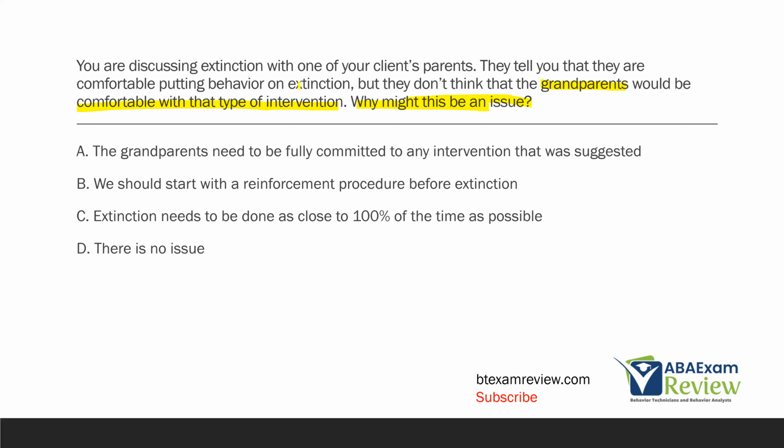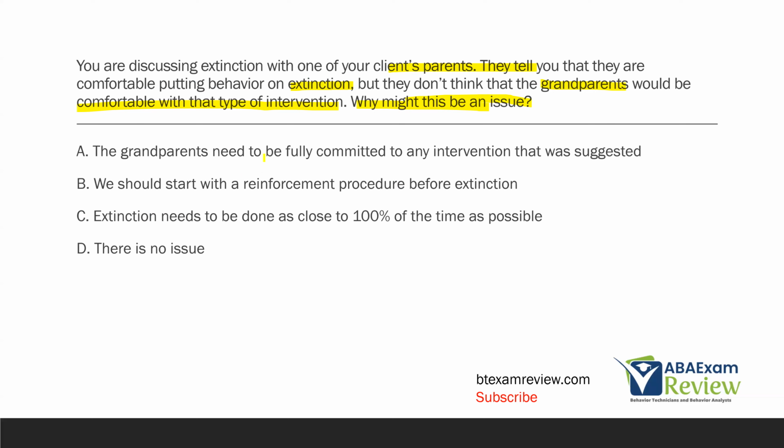What's the intervention? Extinction. Notice as I'm going through the question, I didn't go to the answer choices yet, and I'm asking myself questions as I go through it, right? And so the grandparents aren't comfortable with extinction. Why is that a problem? Why would that be a problem if the parents are okay with extinction, but the grandparents are not? Well, what do we know about extinction? Extinction is withholding reinforcement for a previously reinforced behavior. And if you're going to implement extinction, you have to implement it as close to 100% of the time as possible. If you can't do that, that's an issue.